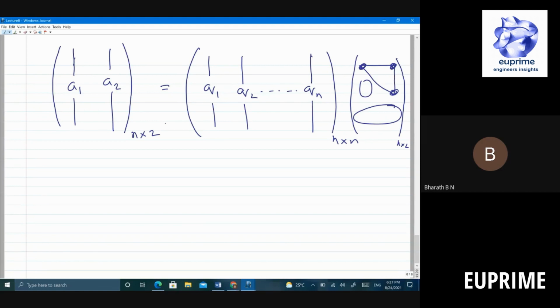So is that clear? The remaining will be 0 because all the other columns here will get multiplied by 0, and it will add 0 to the resultant. That means there is no vector component of A1, A2 lying in that span, so the coefficient should be 0. Is that intuition fine?